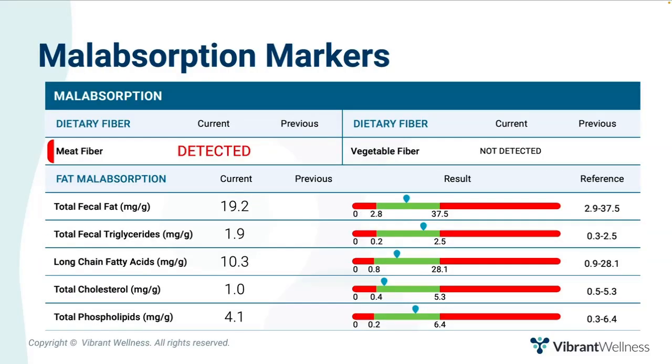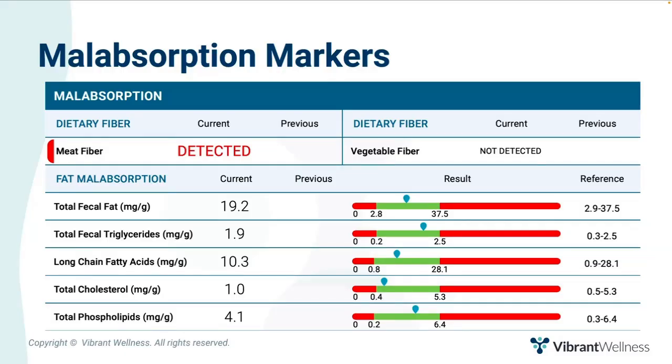Malabsorption markers appear next. This section includes advanced testing for meat fiber and vegetable fiber markers. Under normal circumstances, dietary fiber should be metabolized into short-chain fatty acids, organic acids, indoles, and other metabolites, and should not be present in the stool. The quantification of fiber levels provides an assessment of digestive efficiency, highlighting potential insufficiencies in enzymatic or digestive processes.